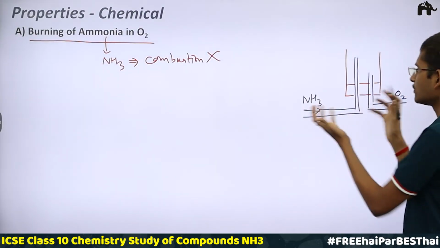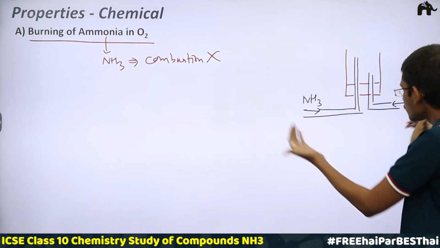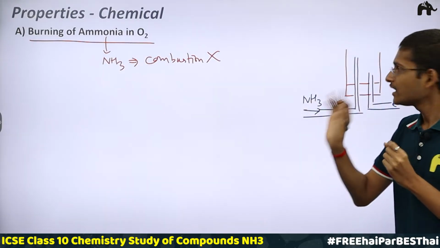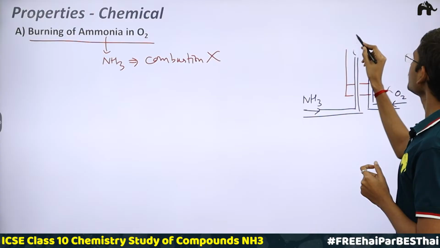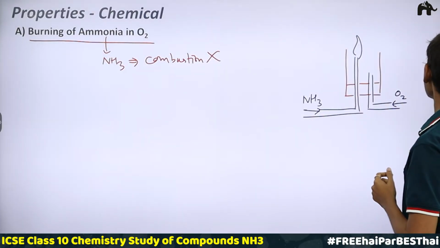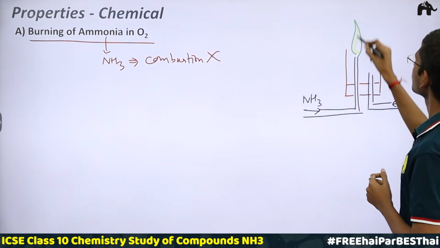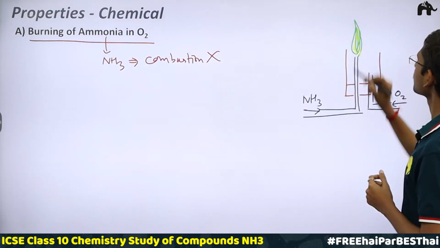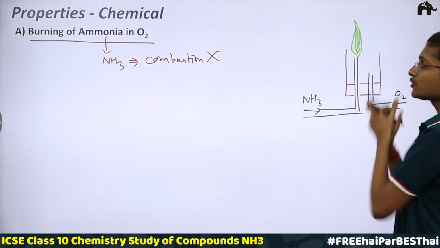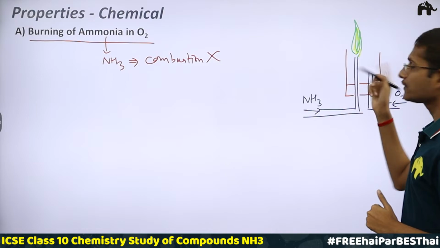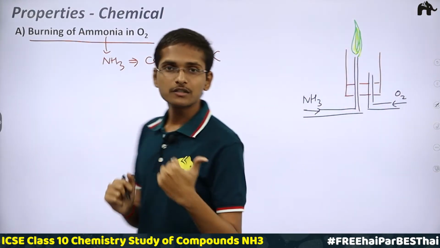So what we want is the burning of ammonia in oxygen. After passing the gases, I would apply the matchstick. The matchstick is ignited, and then what I would observe is our ammonia would burn with a yellow flame, like this. It would be very interesting to see this. Now you need to remember the color of the flame: ammonia burns with a greenish yellow flame.